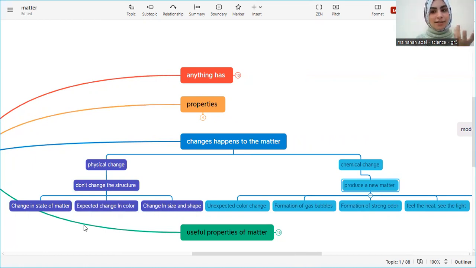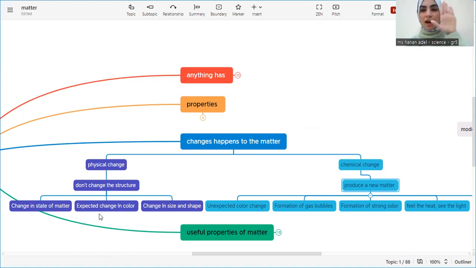Like I have ice and it melts, it becomes water. So this is just a change in the state of matter, but it's still the same thing. It's the same water here, H2O, nothing happened to the structure. And the second evidence that helped us to know that this is a physical change is an expected change in color. Pay attention to the word expected.